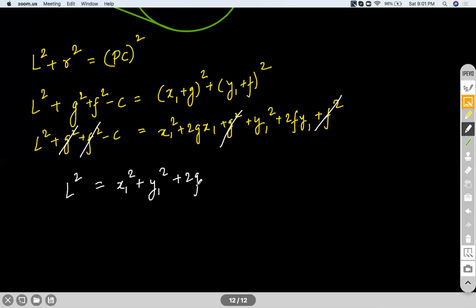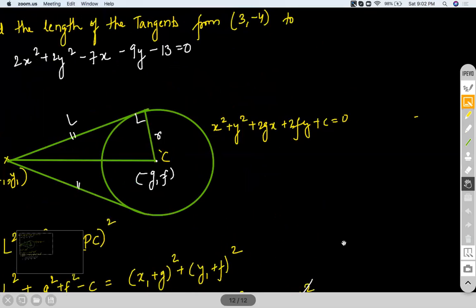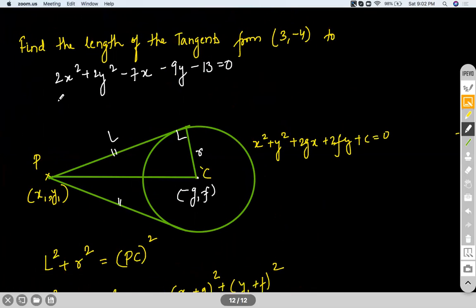Now you'll be surprised to see the resultant expression. So what is L? L square is the equation of the circle. Basically, in the equation of the circle, you have put the value of x1 and y1 as the given point and taken the root of the entire answer. Getting my point? So here, first of all, convert it to the form that you can use. So basically divide by 2.